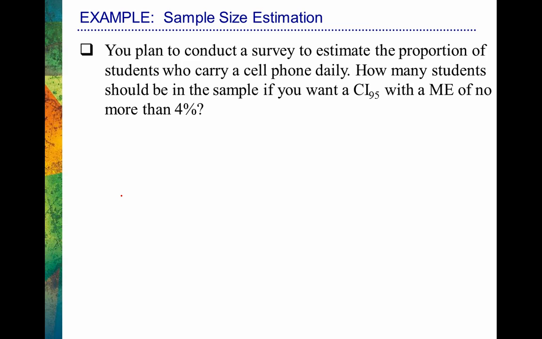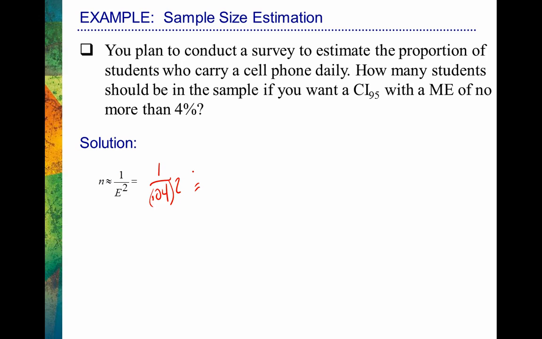So let's say you plan to conduct a survey to estimate the proportion of students who carry a cell phone daily. How many students should be in a sample if you want your 95% confidence interval to have a margin of error no more than 4%? All right, let's use our formulas. In this particular case, we're going to take 1 and divide by the margin of error that we want squared. So we're going to take 1 and divide by the margin of error that we want, 0.04, and we need to square that.